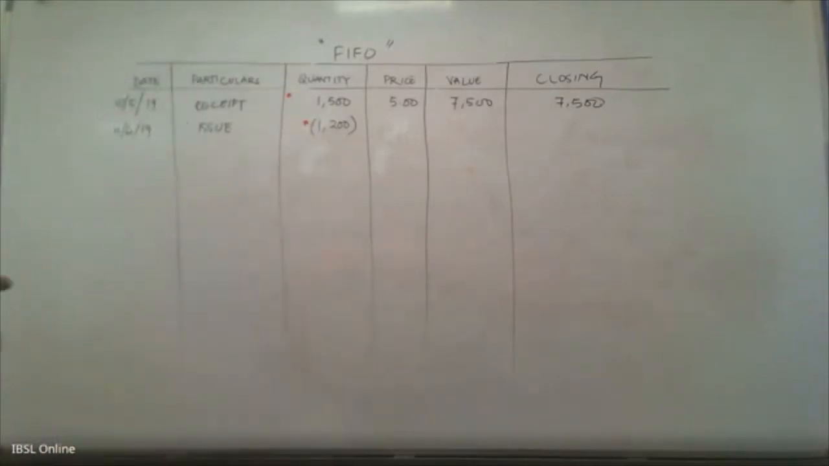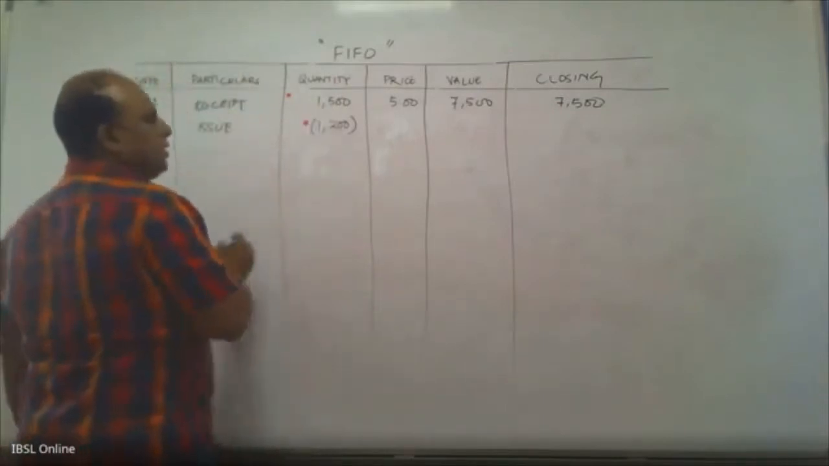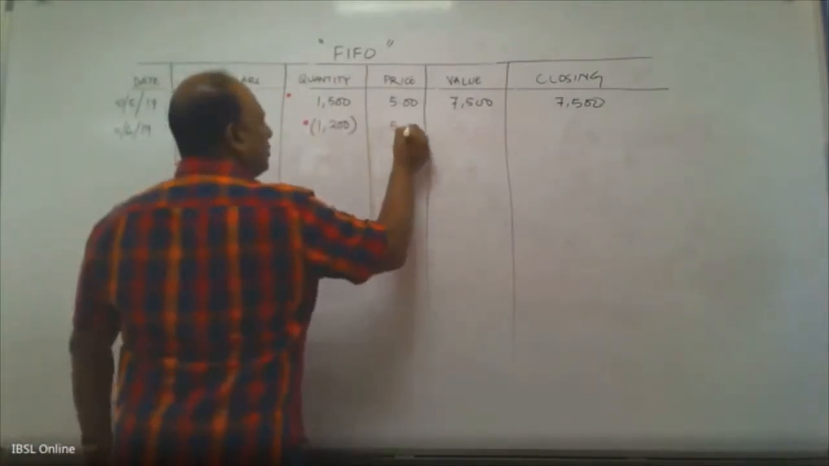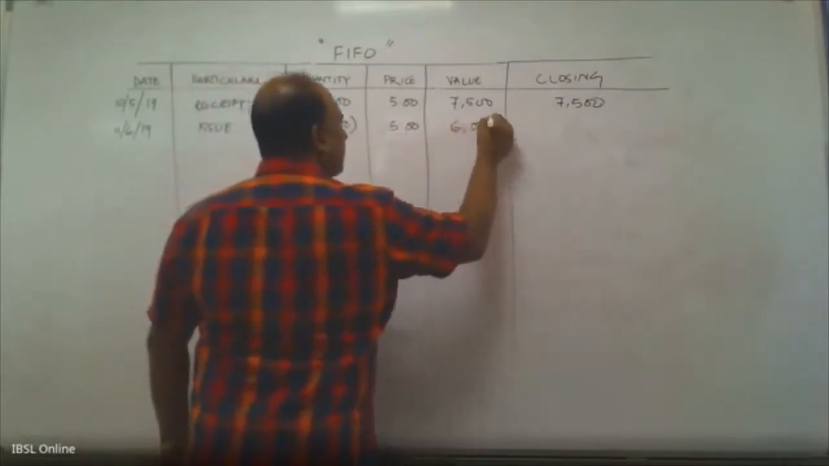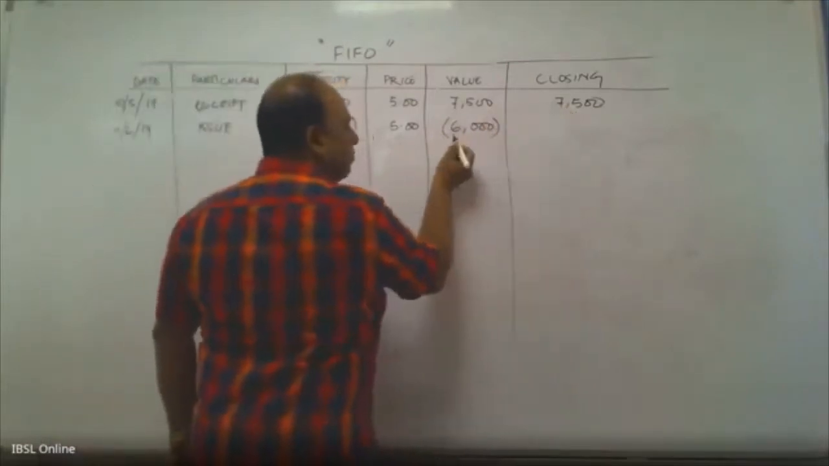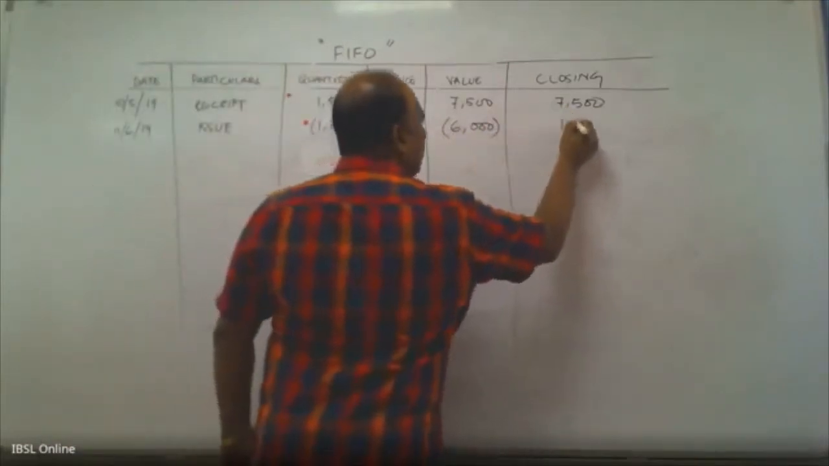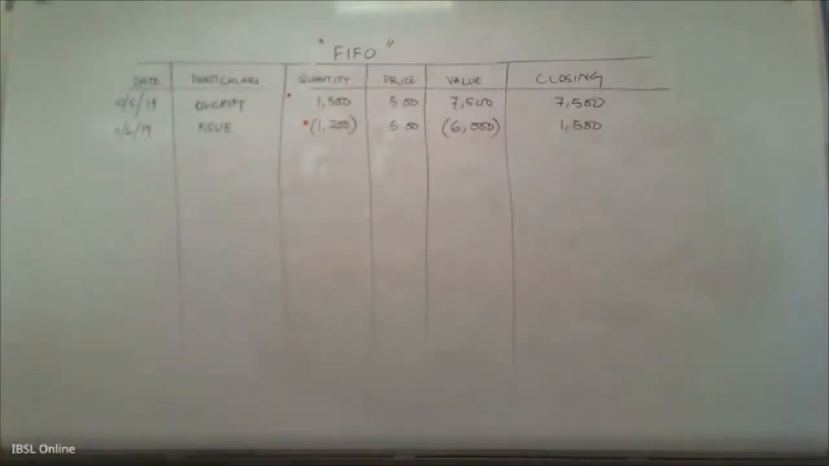I'm just putting an asterisk to say, don't put it in the exams, just for your understanding. I'm taking this 1,200 from this 1,500. So 5 rupees, that is 6,000 negative. So 7,500 minus 6,000 means you will have 1,500. Is that understood?